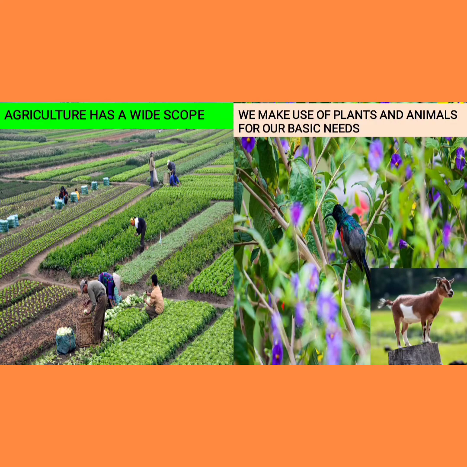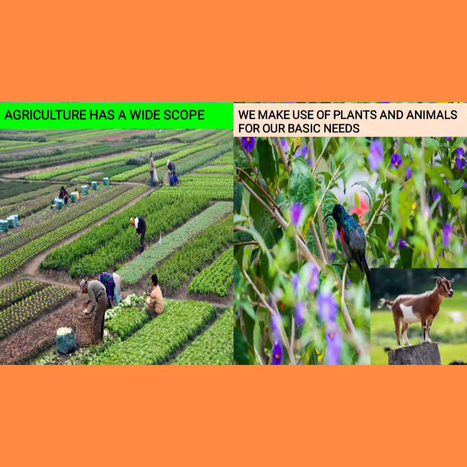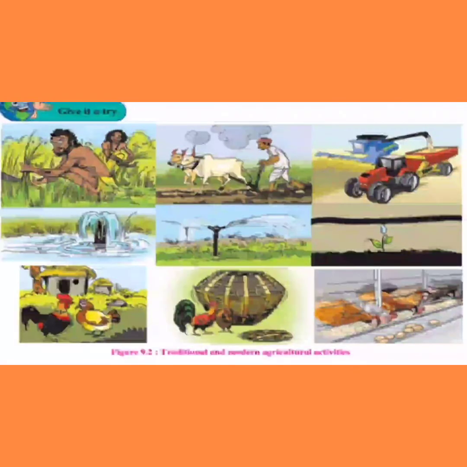Agriculture has a wide scope. That means you can do agriculture on a very large scale. We make use of plants and animals for our basic needs. Why? From plants you get flowers, from animals meat, milk, or we can say wool. All these things we get from plants and animals. Now give this a try.